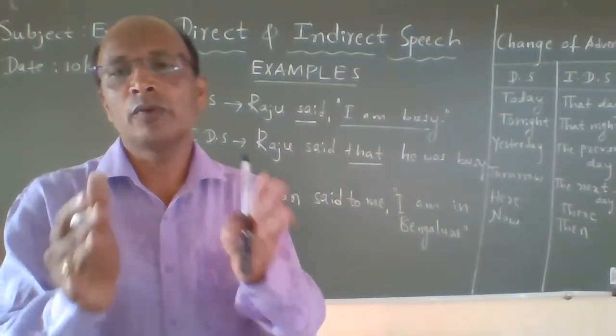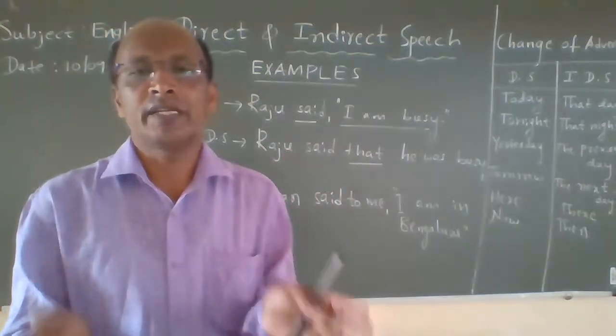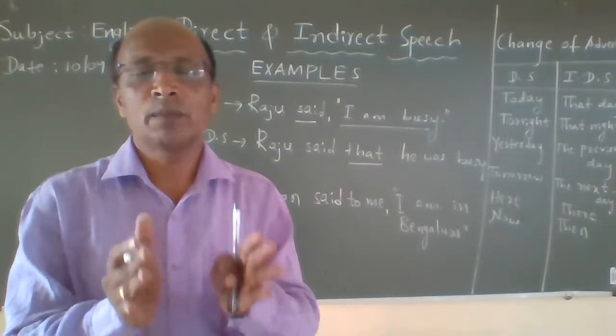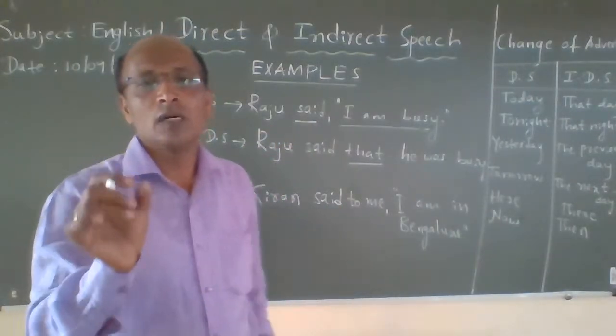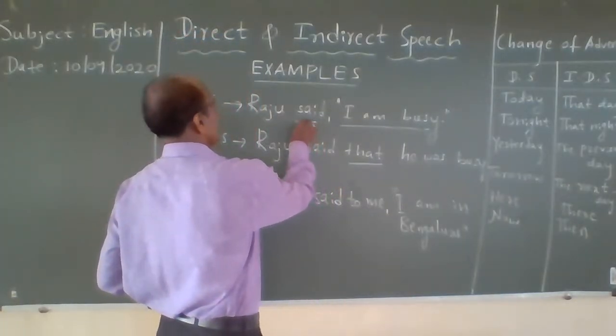My question to you is, how to change this direct speech into indirect speech? Before that, we need to understand which is the principal verb, or which is the verb in this sentence. See, said is the reporting verb.